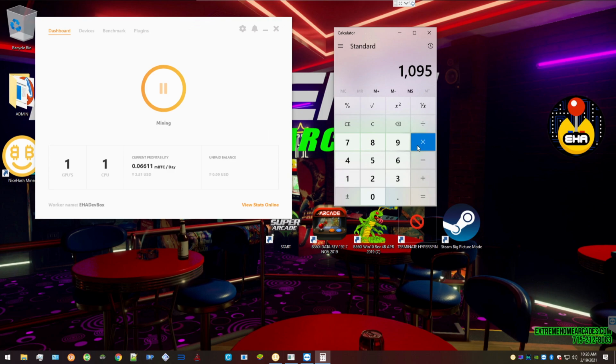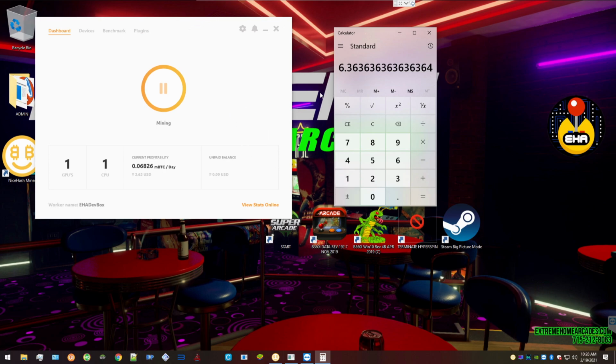And your average MegaCade is $6,000 to $8,000. Let's call it seven for this math. So if you are mining Bitcoin on it, you take your $7,000 MegaCade and divide it by $1,100. You're going to get your MegaCade for free in a little over 6 years. How's that for a return on investment? So by the time you're ready to upgrade, maybe that thing's paid off. Just saying, there's your free MegaCade.